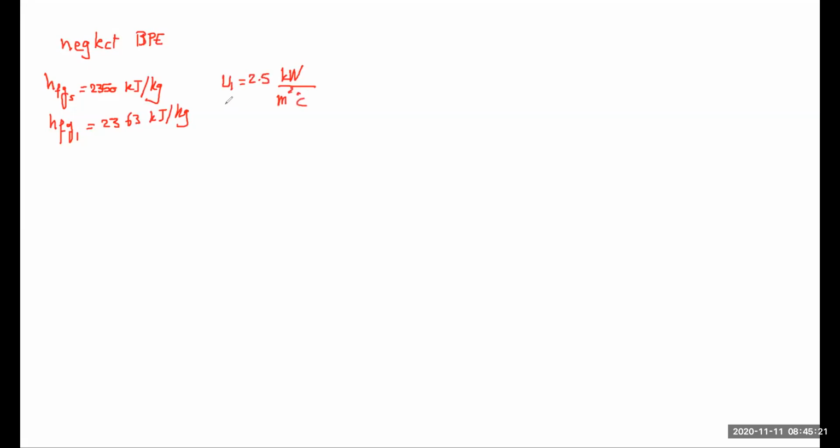per meter square centigrade, and in the condenser it is U condenser, let me get it from here, it is basically 2.036. This is a given information. Again, kilowatt per meter square centigrade. So this is the kind of information that is added to the data that should be provided in the problem.